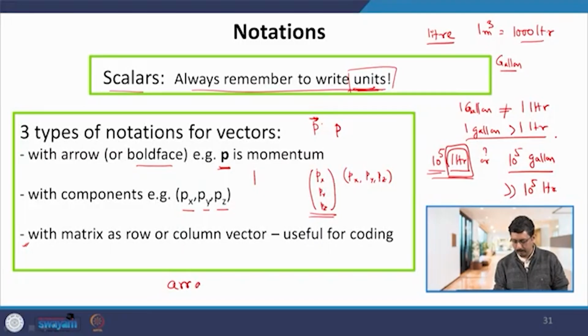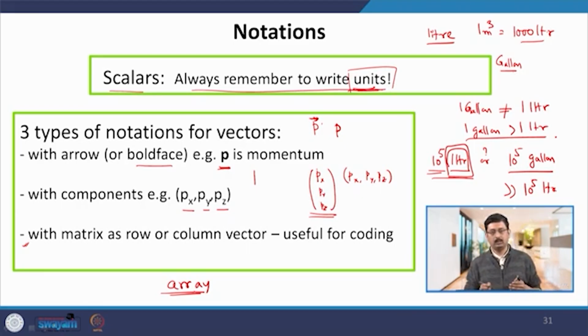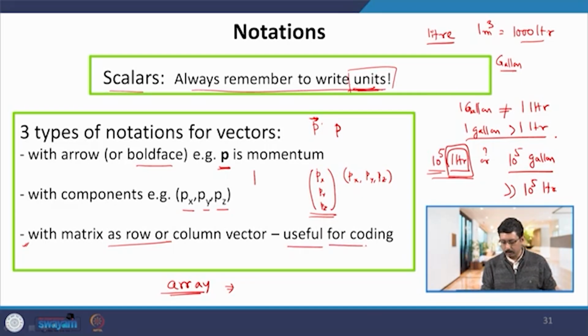But the point is that these days some of you or maybe all of you have learned some amount of programming, and in programming you may have come across the concept of an array. An array is a variable with more than one component. So, an array behaves in many situations like a vector. This way of representing the vector as a row vector or column vector is very useful when you are writing a program and doing some calculation on a computer.